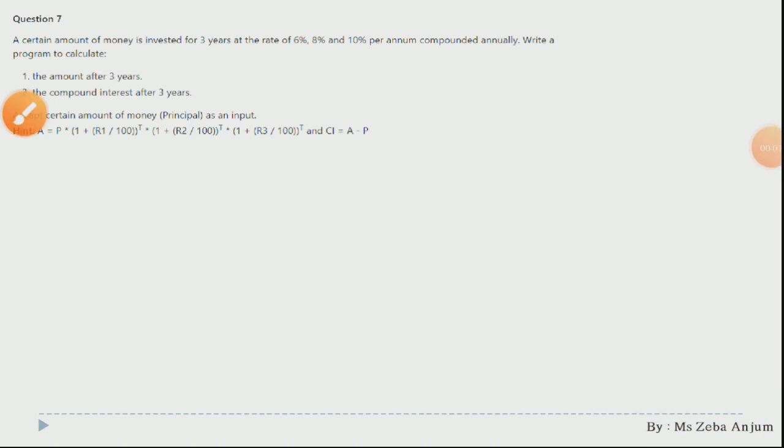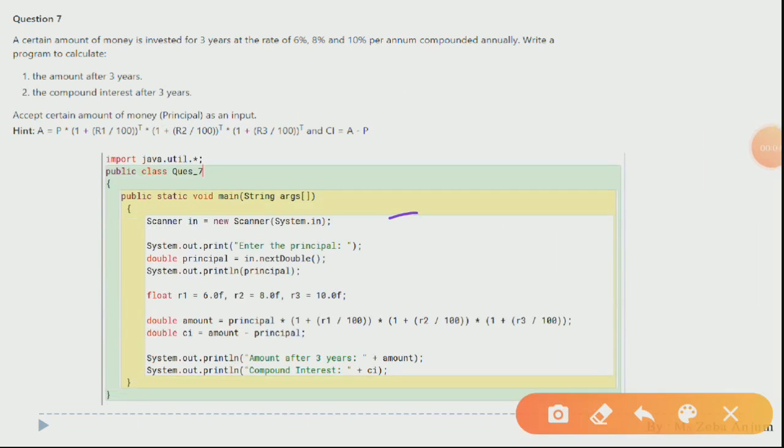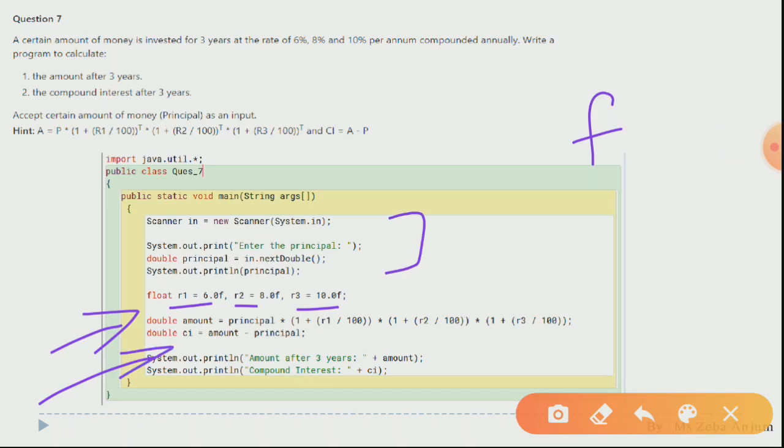Now quickly see the code over here. You have entered your principal. Now in these float R1, R2, R3, three rates we have basically. Now my dear students, double is basically the default data type, but whenever you are using float, after the value you just have to write a small f, so it denotes that you are using a float value. Nothing else changes, you just have to include this small f. Now simply we have applied the formula for amount and the formula for CI as given in the question, and then afterwards we have printed everything on the screen.